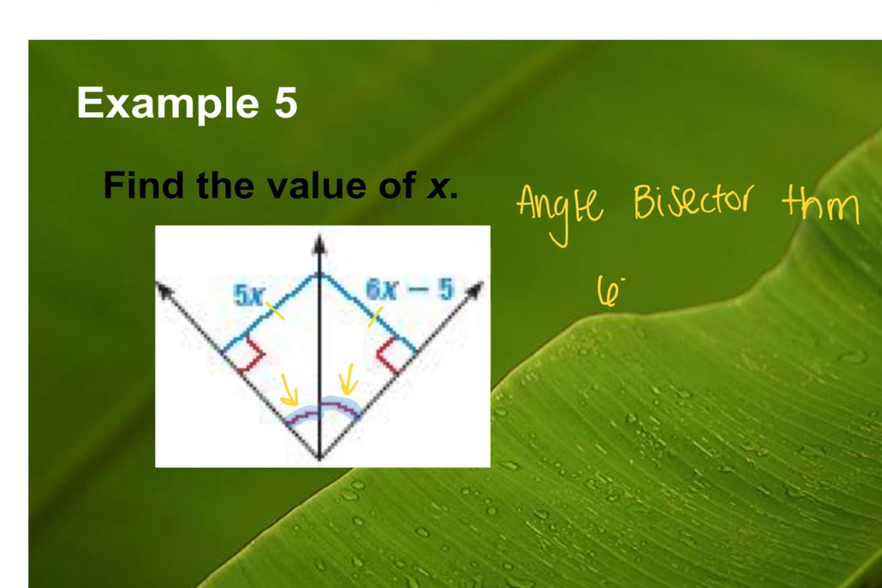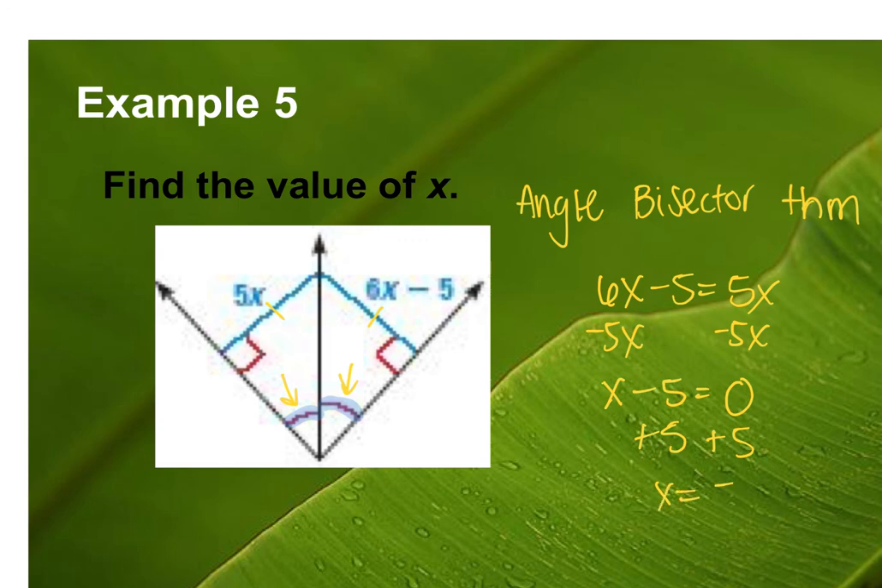6x plus 5. Perfect. You can subtract 5x from both sides. You would get x minus 5 equals 0. And then what can I do to solve for x? You just add 5 to both sides. You would get x equals 5.